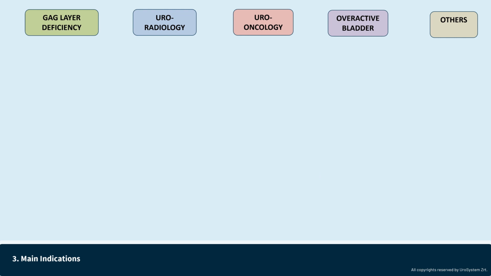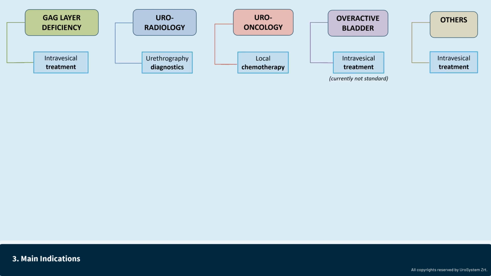This figure shows the different medical areas where intravesical instillations are used in medicine, like GAG deficiency, radiology, or uro-oncology. Overactive bladder represents the group of diseases where intravesical treatment is currently not a general practice, but has potential in the future. And there are other areas where intravesical instillations are used sporadically or based on local, regional traditions. In most cases, intravesical instillations are used for therapeutic purposes, but in radiology, for example, instillations are part of the diagnostic routine.